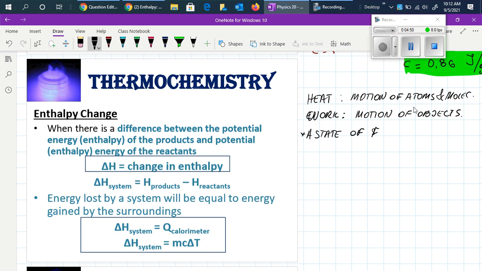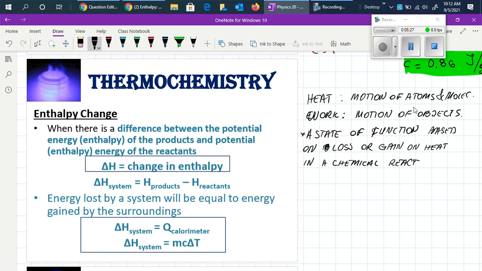A state function, final minus initial, based on loss or gain of heat in a chemical reaction. And this is known as the enthalpy.